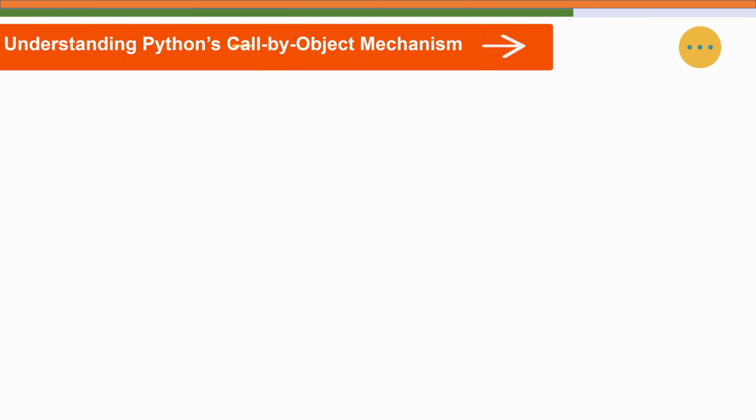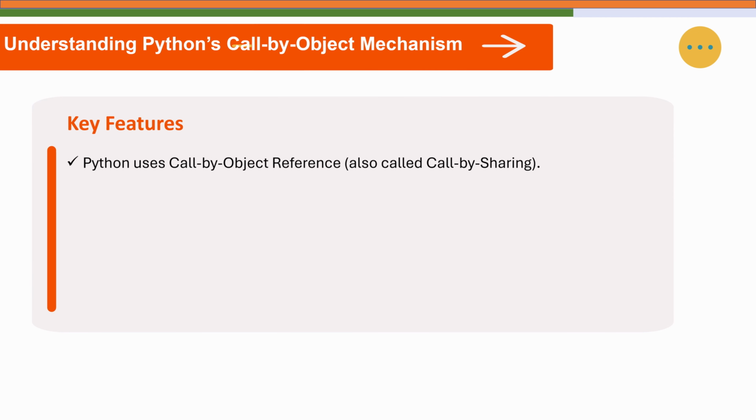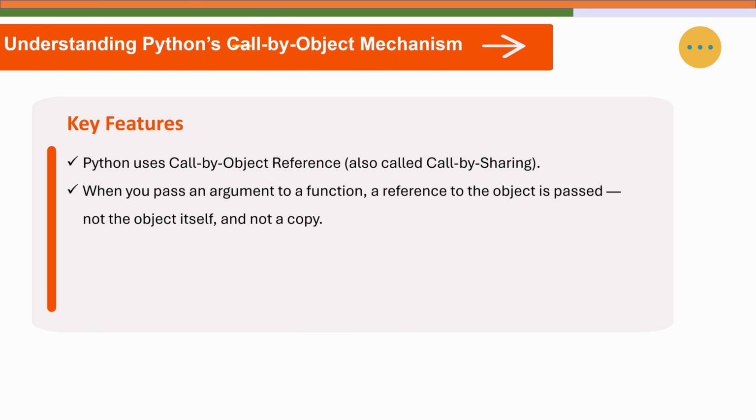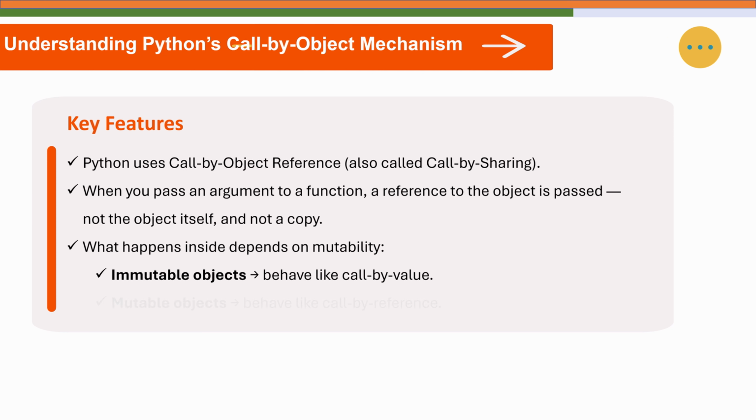In Python, arguments are passed to functions using a mechanism called call by object reference, sometimes also called call by sharing. This means that when a function is called, Python passes a reference to the object, not the actual object, and not a simple copy of its value. What makes this concept interesting is that behavior changes depending on whether the object itself is mutable or immutable.